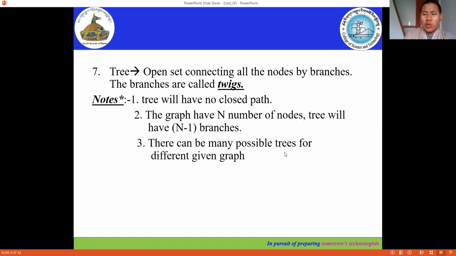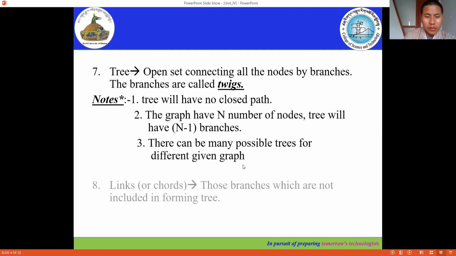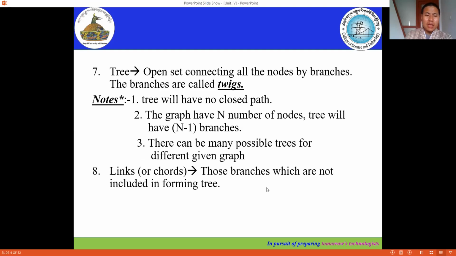There can be many possible trees for a given graph. Now for the given graph we will have many trees, and then the links. Links are those branches which are not included in forming the tree. When you form the tree, we are just selecting a few branches, but those branches, or twigs, are connecting all the nodes.